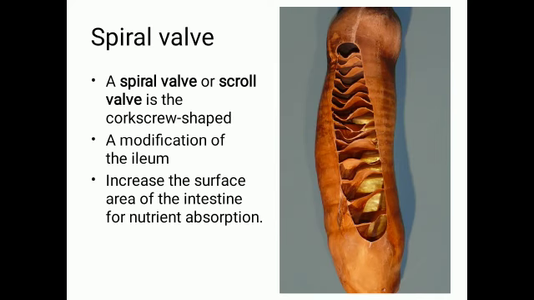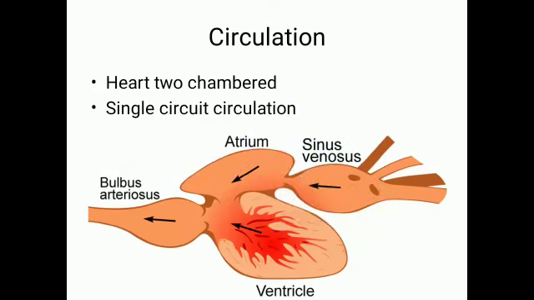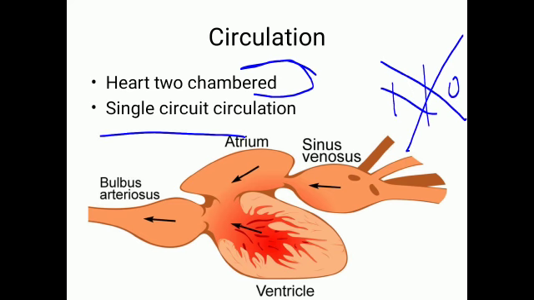Spiral valve is the modification of the ileum. The ileum is the part of the small intestine where final products are digested and absorbed. It is screw-shaped, a pasta-like shape. Circulation is two-chambered heart, which means no double circulation, only single circulation.